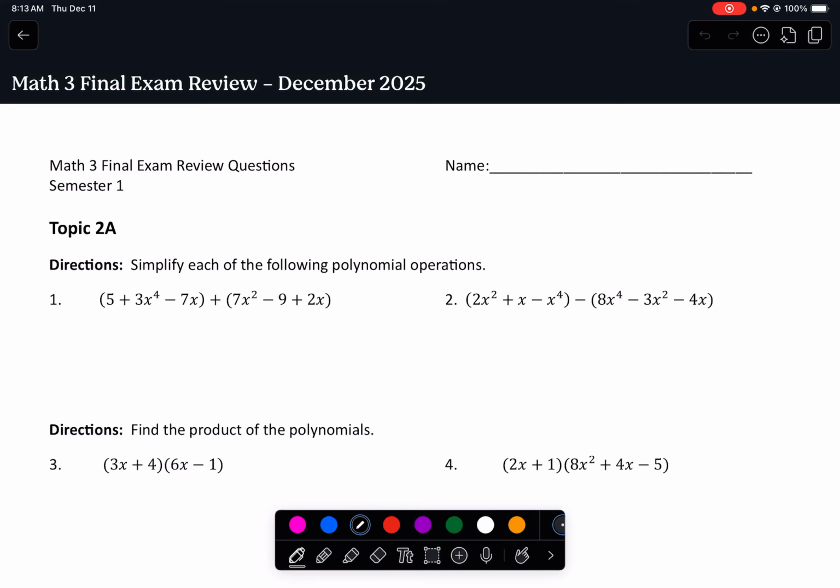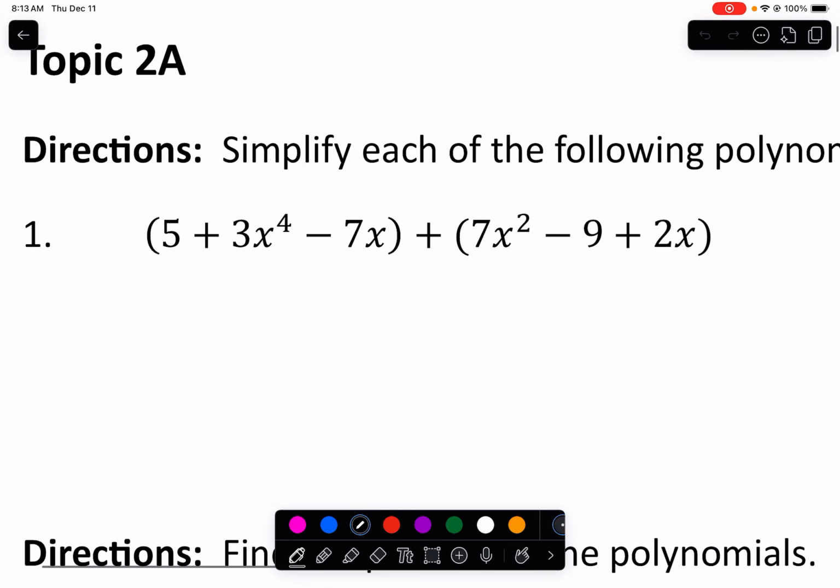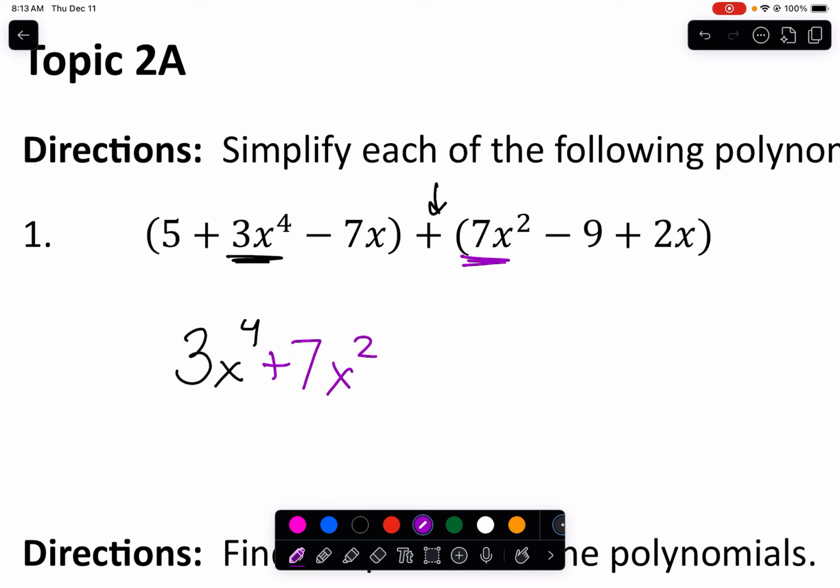All right, so for this first one here, it's just combining like terms because it's a plus sign. So let's see, this guy doesn't have any like terms, so he's 3x to the fourth. Let's see, the next highest power we have is 7x squared. He also doesn't have any matching terms, so he's just a plus 7x squared.